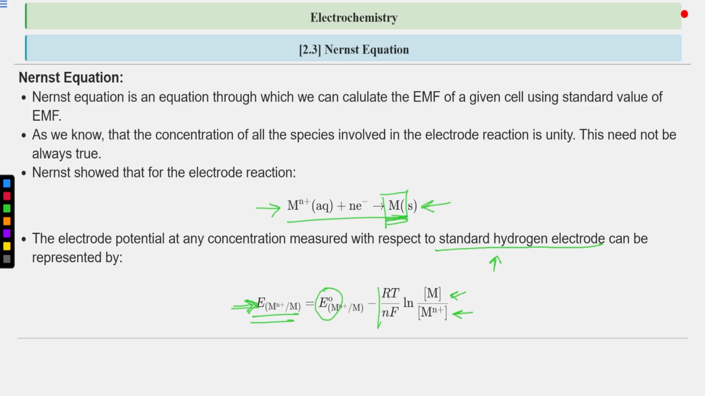Okay, RT by NF you can consider as constant, only N is variable depending upon the reaction, because N is the number of electrons which are gained or lost by the metal in the reaction. F is the Faraday constant, R is the gas constant, and T is the temperature. Mostly this E naught value is known to us, and then we can calculate E.